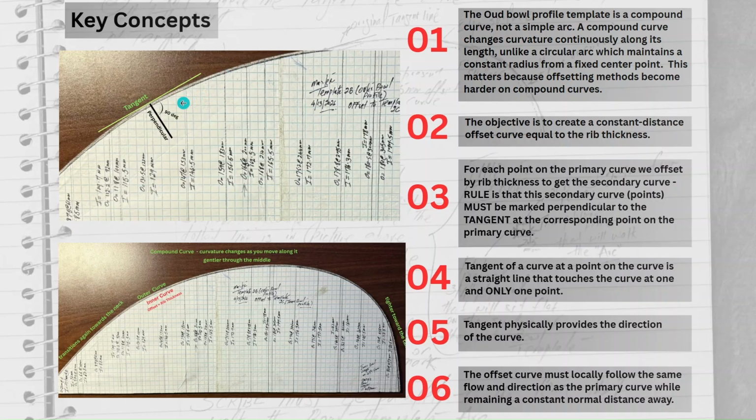Now the tangent is physically providing the direction of the curve. The offset curve, the secondary curve, must follow the same flow and direction as the primary, and you get that by what I just described. If you move this tangent along the primary, and at those local points you drop a perpendicular, measure the 2.5 millimeter, and mark a point, and then join those points on the secondary, you will get the secondary curve.